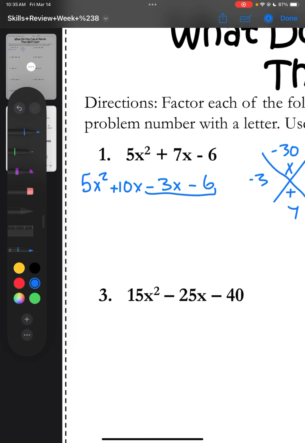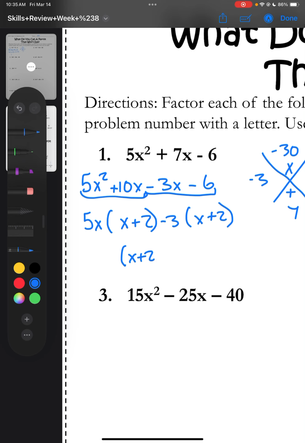Then we're going to do our fun little grouping. We group the two, and we take out what they have in common, which in the first one is 5x, leaving us x plus 2. Then we take negative 3 out of the second, and from that we get an x plus 2. Since x plus 2 is one we can pull out because they both have one, we're left with 5x minus 3, and that is our answer for number 1.